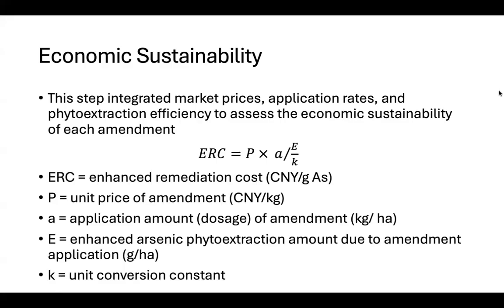This P value indicates the unit price of the amendment. A is the application amount or dosage of the amendment. E is the enhanced arsenic phytoextraction amount due to amendment application. And the K is a unit conversion constant.